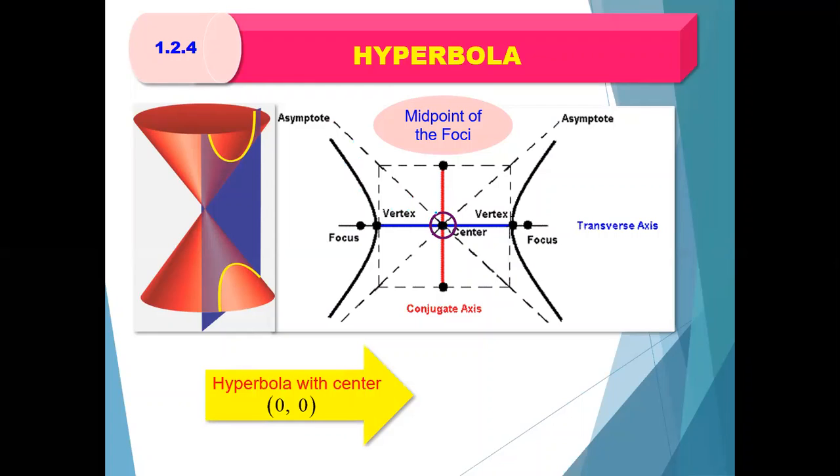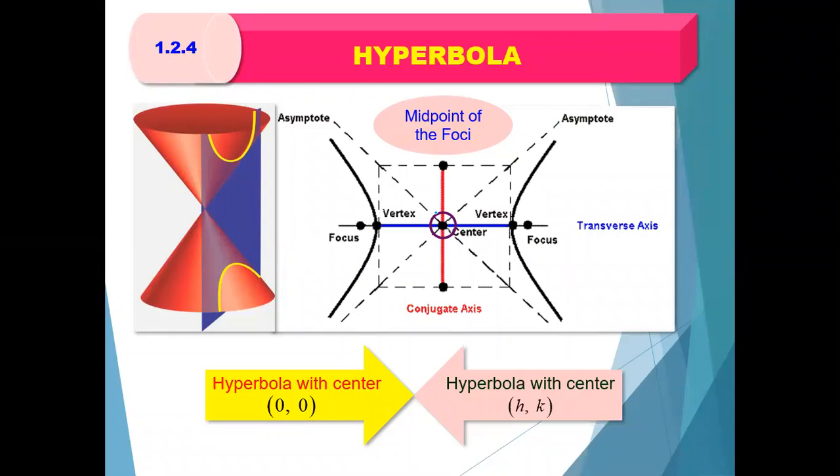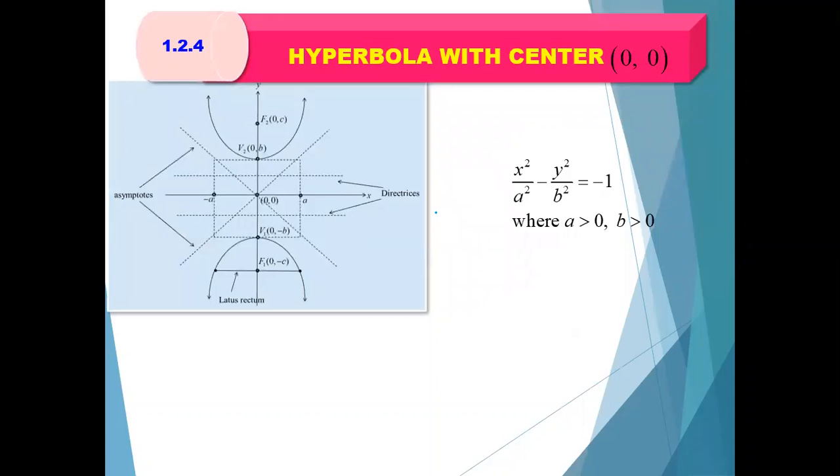So we have two types of hyperbola. There are hyperbolas with a center at 0, 0, and also hyperbolas with center at (h, k). Let's see the hyperbola with center at the origin first. This is the graph of the hyperbola with center 0, 0. This one is on the y-axis. We have the asymptotes, left and right. And then the directrices we already know. The directrix is the same as in the parabola.